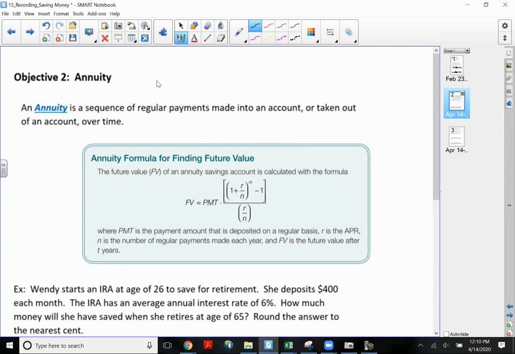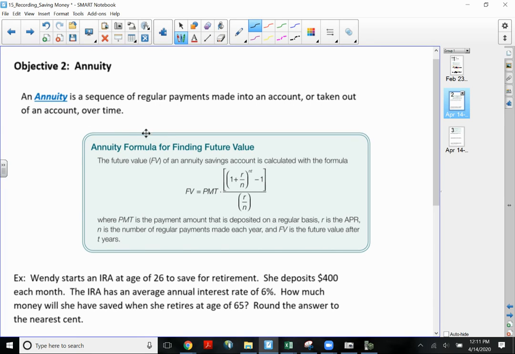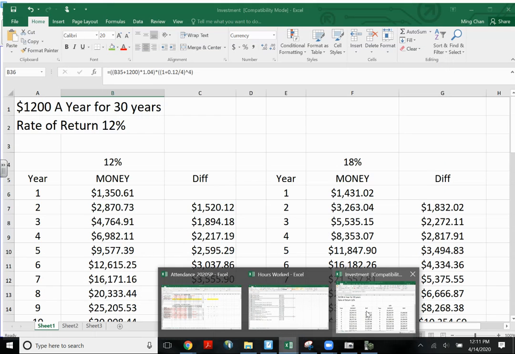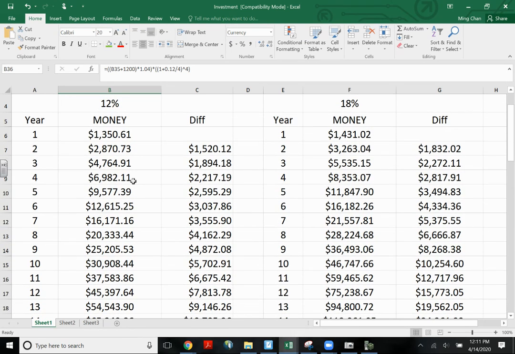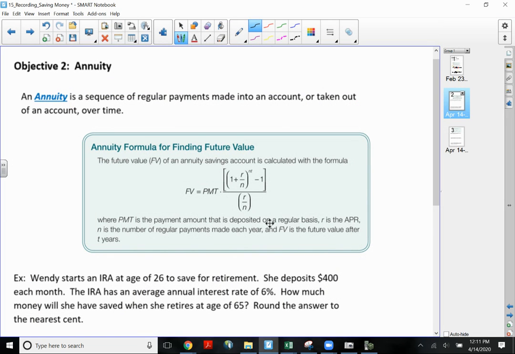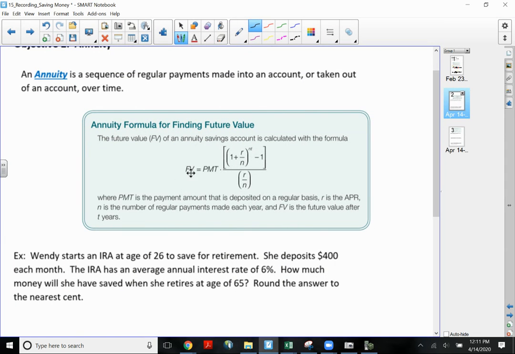So what's called an annuity is a sequence of regular payments made into an account or taken out of an account over time. This is basically what we discussed last time with the investment. Your 401k is actually a type of annuity where every paycheck you put some money into that account. All right. So the annuity formula for finding the future value.